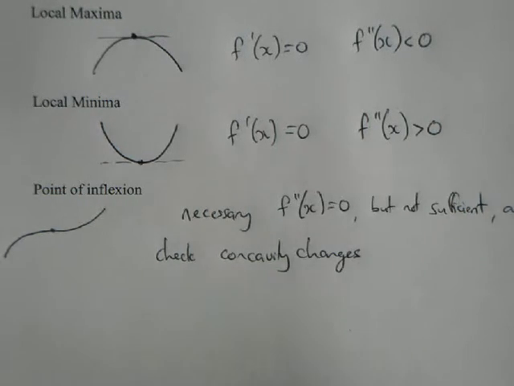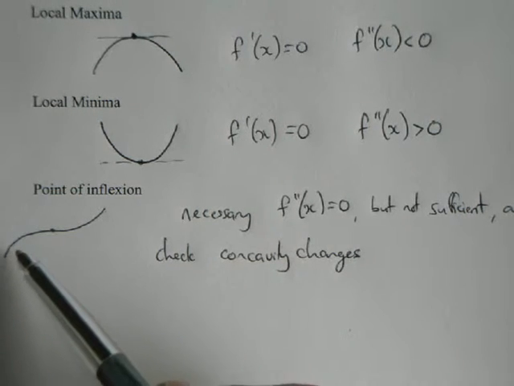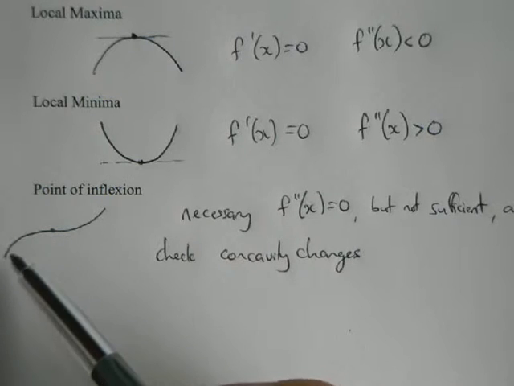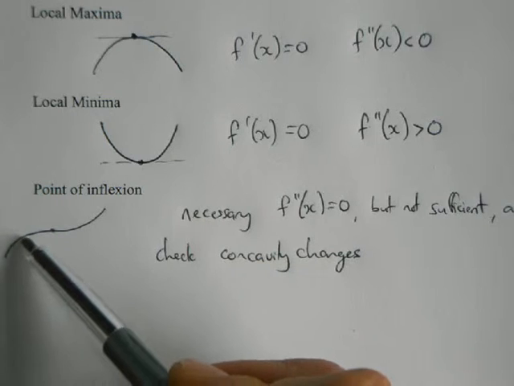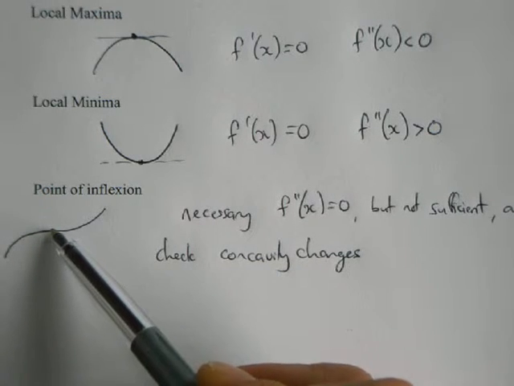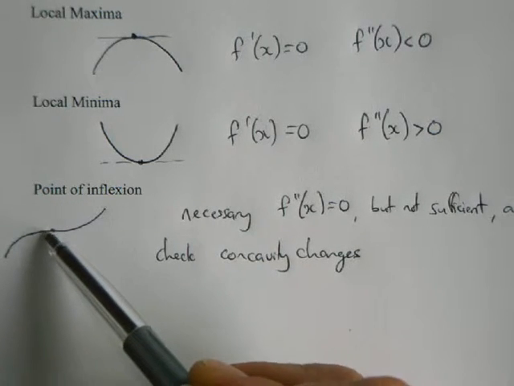Okay, a point of inflection. Remember, the definition of a point of inflection from previously is the point at which the concavity changes. So this one going from being concave downwards to being concave upwards, and the concavity changes at that point.